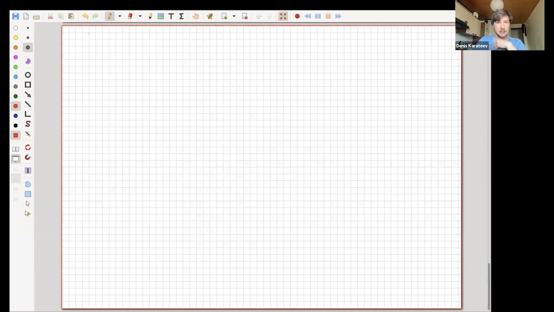So let me just summarize what I said. Observables. So the first one, apart from correlation function, we introduce scattering amplitudes.